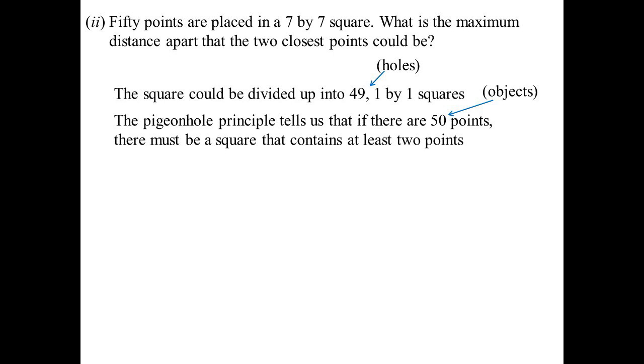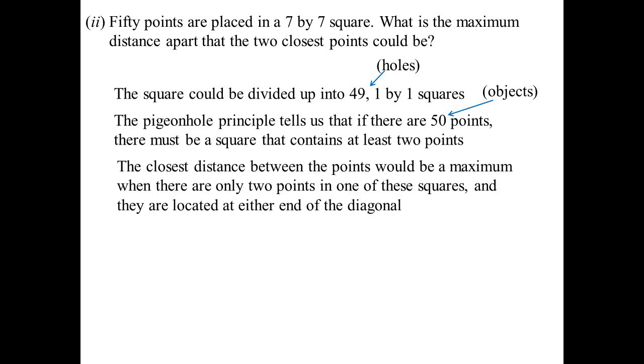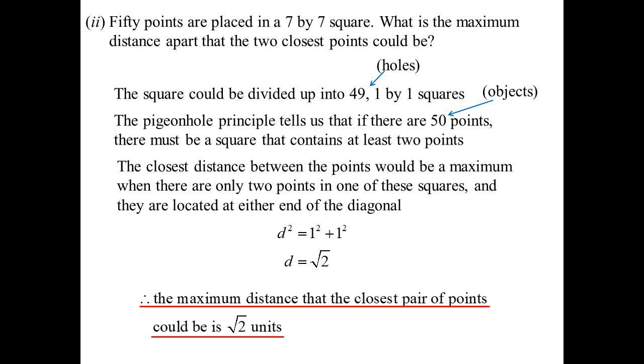But inside that square then, that there's 2, what's the furthest apart I could put those 2 dots? And it would be along the diagonal of that square. So what is the length of a diagonal of a 1 by 1 square? Square root of 2. So that would be the maximum distance. So we've solved that problem using this Pigeonhole Principle idea.